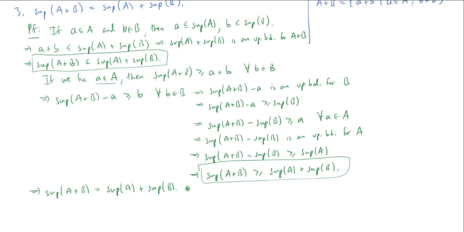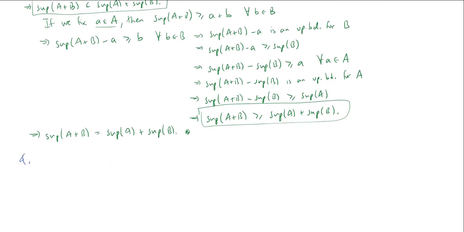All right, let's get to number 4. Number 4 is going to be the equivalent statement for infima. We won't prove it, as the argument is going to be reasonably similar. So the infimum of A plus B is the sum of the infima of A and B.